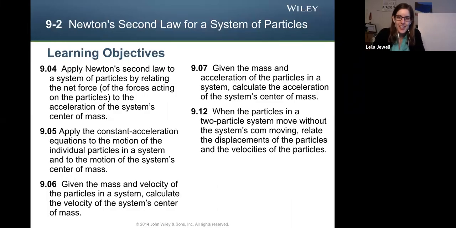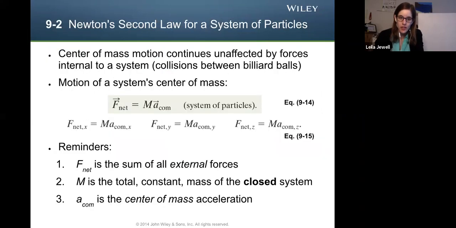Okay, next up is section 2, Newton's second law for a system of particles. So this is an expansion of the ideas before. It's a pretty short section, but it's pretty nifty to see the applications. The center of mass motion is going to continue unaffected by any forces internal to a system.